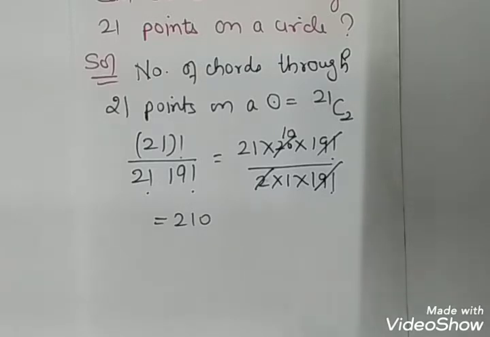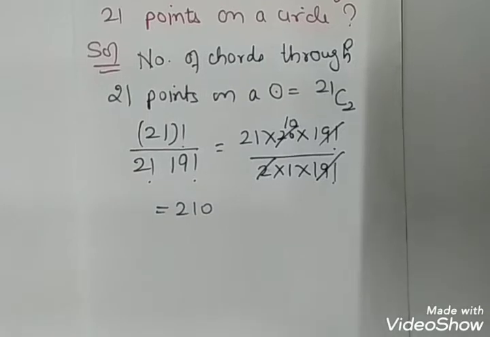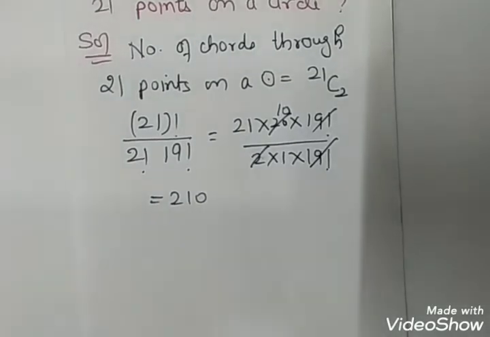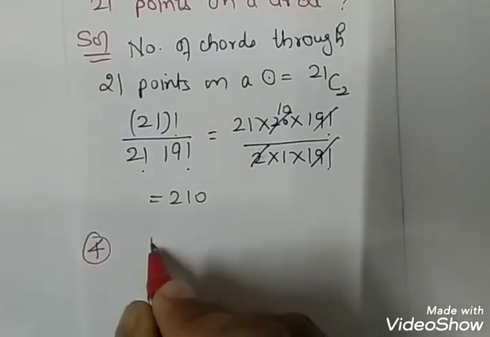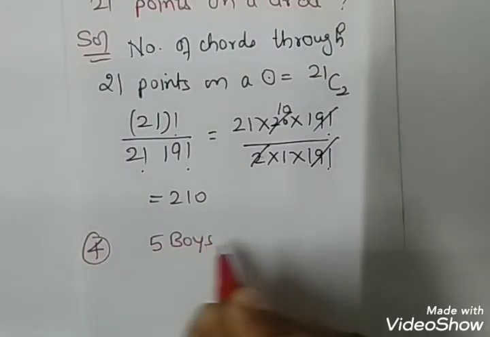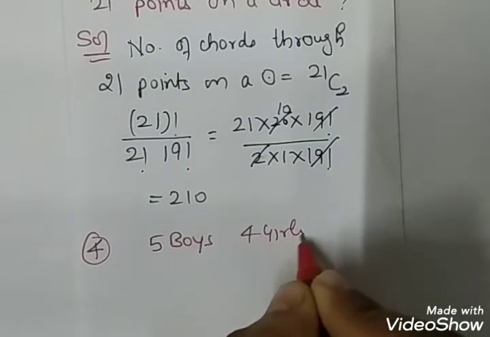Okay, moving to the fourth question. How many ways can a team of 3 boys and 3 girls be selected from 5 boys and 4 girls? See what we are given in the fourth question: 5 boys are given, 4 girls are given.